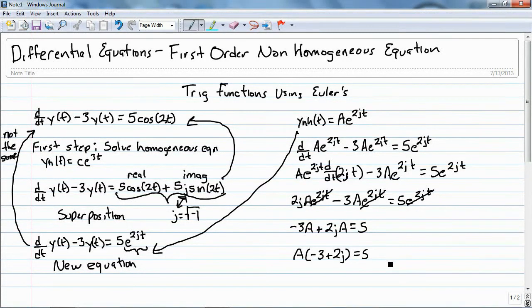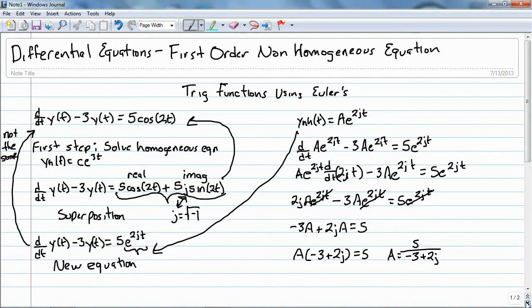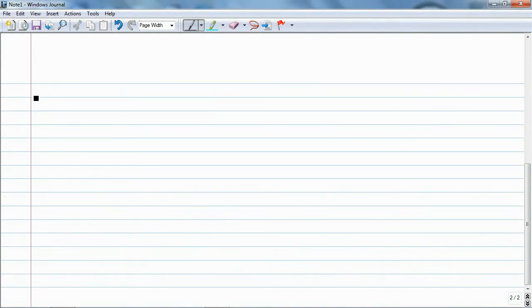So a is going to be equal to 5 over negative 3 plus 2j. Now, let's simplify a little bit, because we like to have the j in the numerator, not the denominator. And the way we're going to do that is use the complex conjugate.